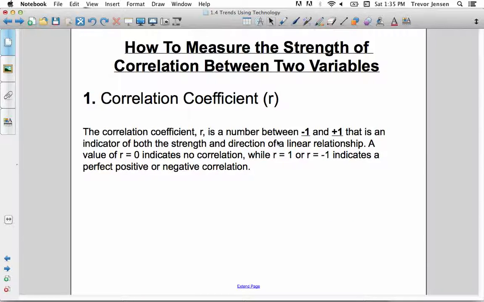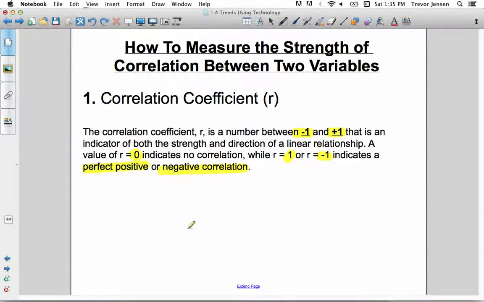Okay. Just lastly, before I actually use the calculator to show you how to do the regression, I just want to make sure you understand what the r and the r squared values represent. So the r value is what I already told you about. This is what we call the correlation coefficient, and it's going to give us a value between -1 and +1. Okay, and it's going to be an indicator of both the strength and the direction of the relationship. So it's going to tell us whether it's positive or negative and strong or weak. A value of 0 would indicate that there's no correlation. A value of 1 would be a perfect positive correlation, and a value of -1 would be a perfect negative correlation.